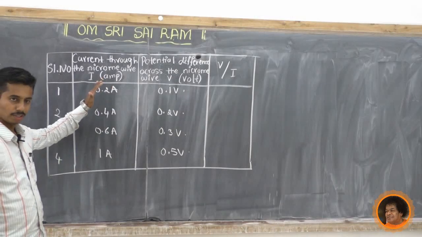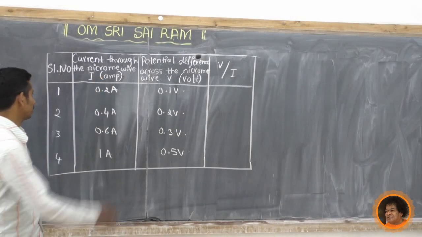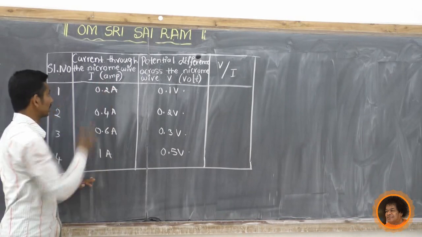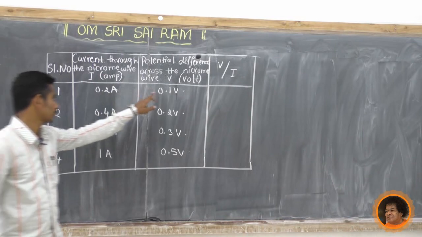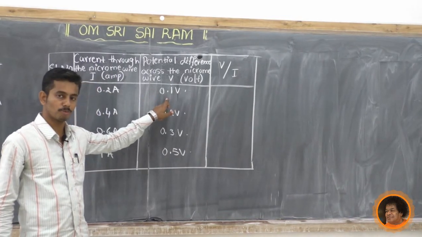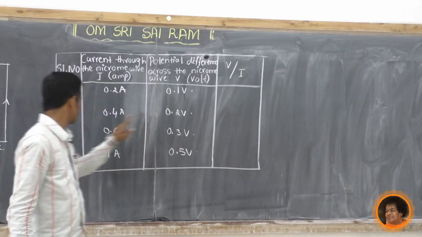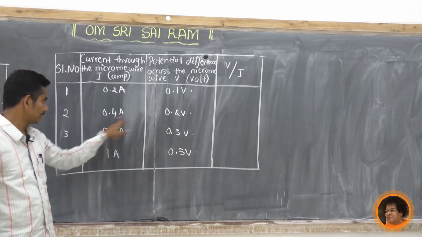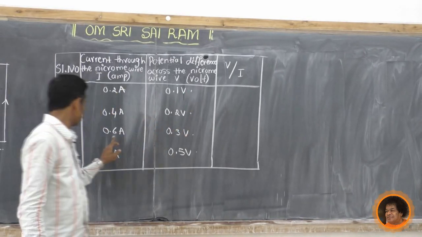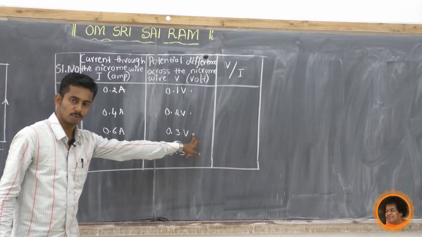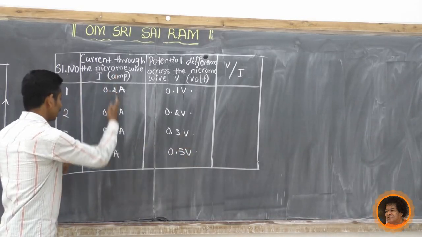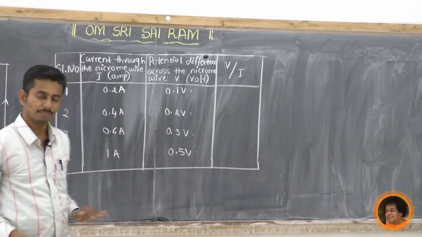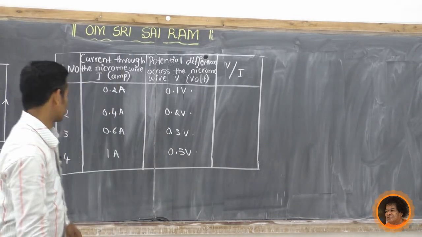From the Ohm's law practical, we get these readings. Current through the nichrome wire is 0.2 ampere, and the potential difference across the nichrome wire is 0.1 volt. When it is 0.4 ampere current, then it is 0.2 volt. 0.6 ampere, then it is 0.3 volt. 1 ampere means 0.5 volt. So this is the reading we get from the Ohm's law practical.